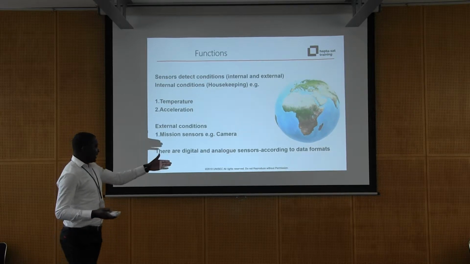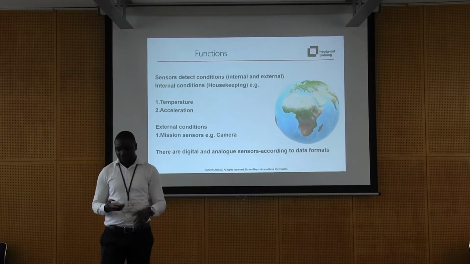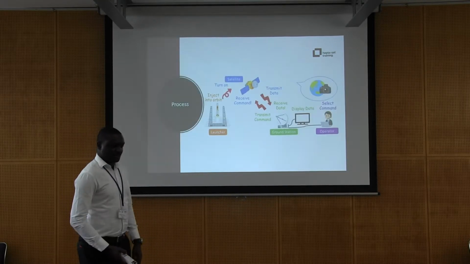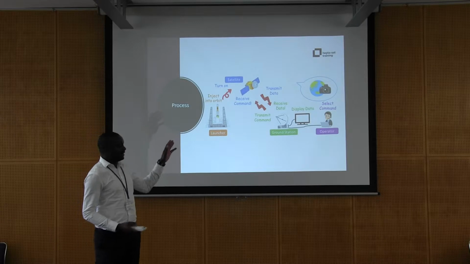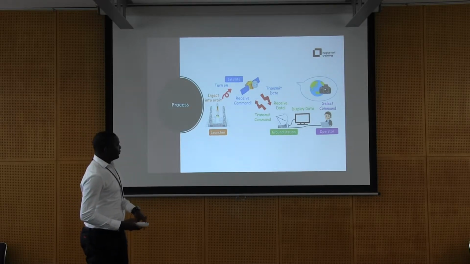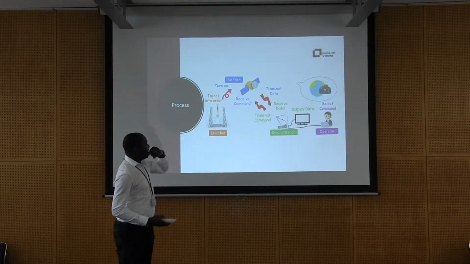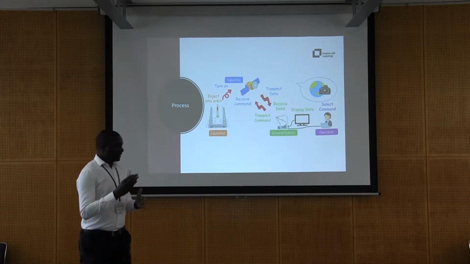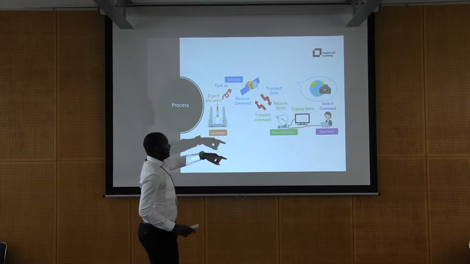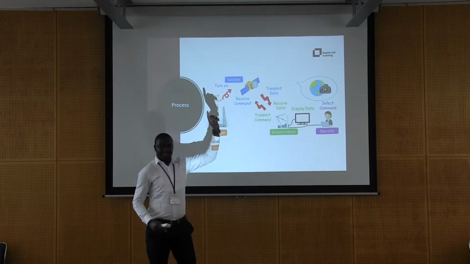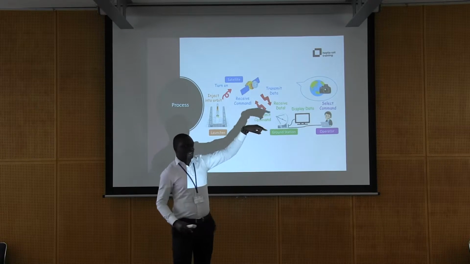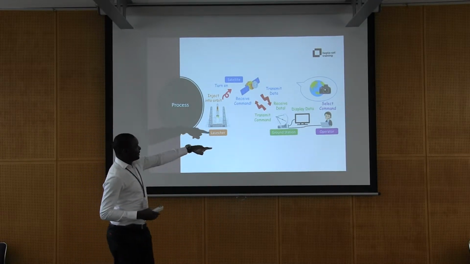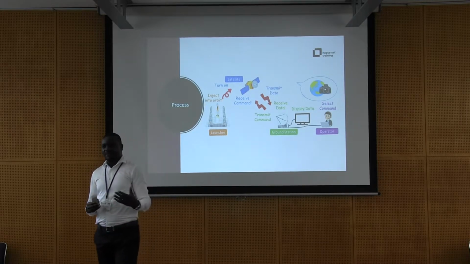There are digital and analog sensors according to their data format, and we are going to see that in a couple of slides to come. You're familiar with this slide already, but I wanted to concentrate on this part, because the two arrows are what we call the downlink and the uplink. Uplink is what you use to send a command to the satellite, and the downlink is what the satellite gives you as feedback. So between the ground station and the satellite, you have to perform some tasks.